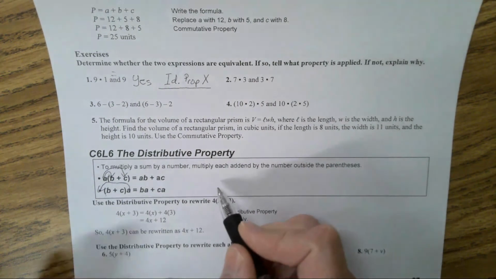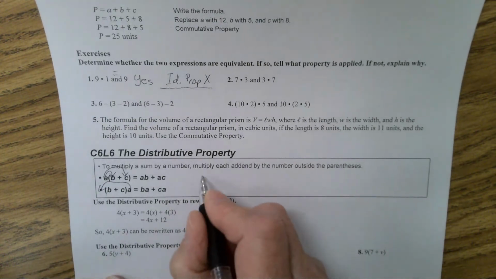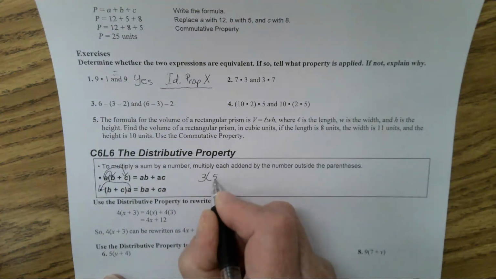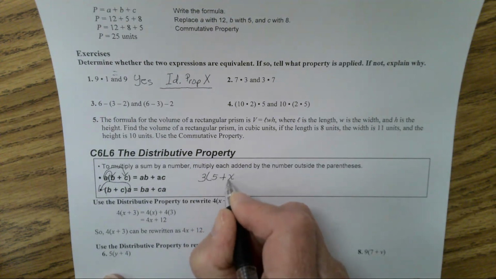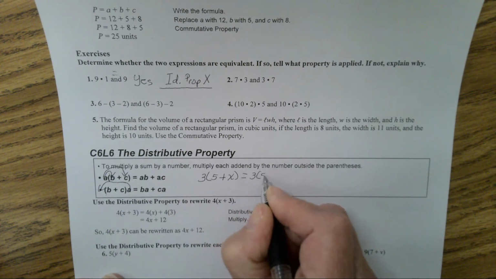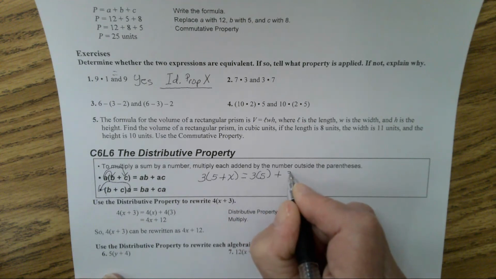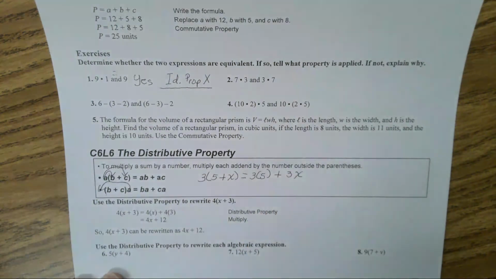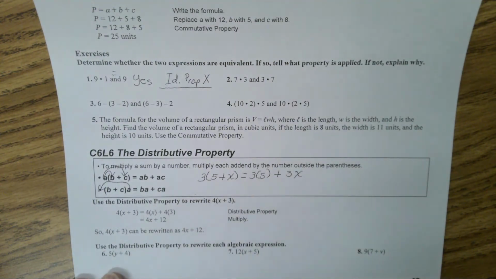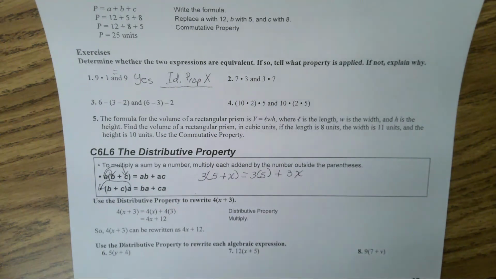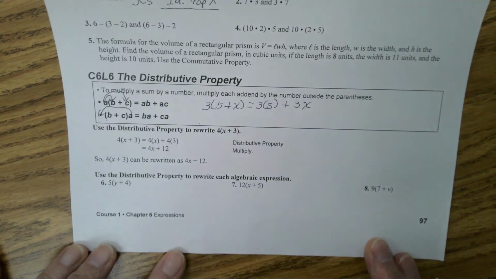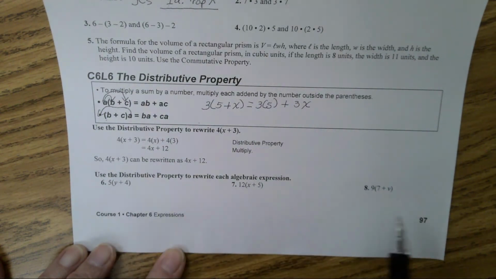Now let's go back to doing our own example. I'm going to use the numbers 3 times 5 plus, I'm going to use the variable x. What does that equal? It equals 3 times 5 plus 3 times x. Now I want you to do your own example below the problem that I just gave you. All right, now you will also be expected to do problems 6, 7, and 8.